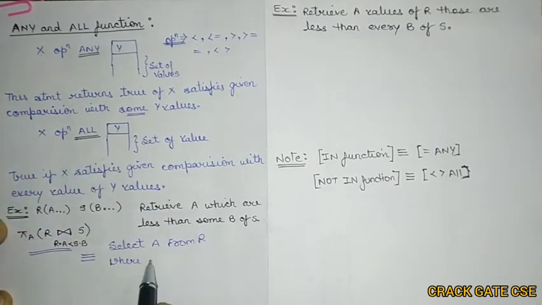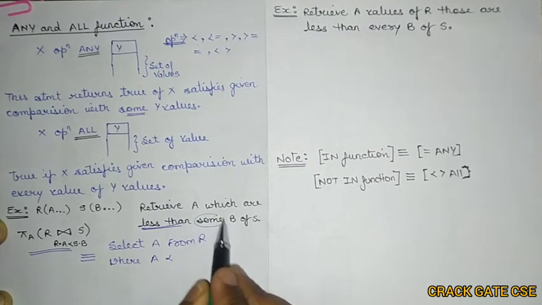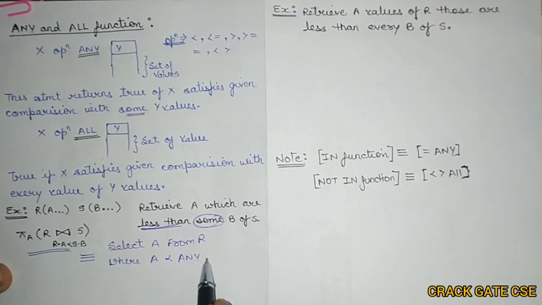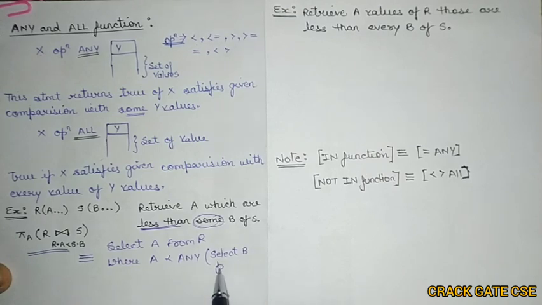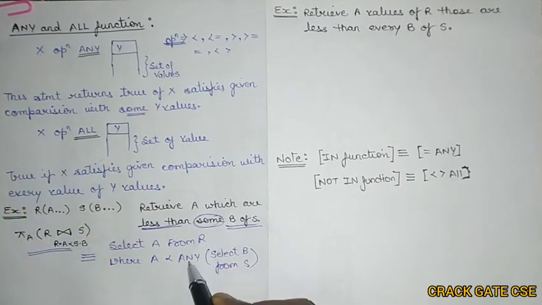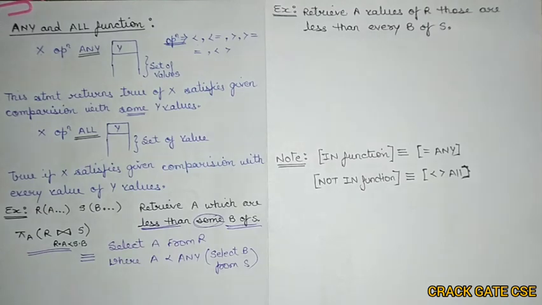Now we use where a has to be less than, because we are talking about less than, a is less than any, and in this any I can write my subquery, that is select b from s. This some has been converted to any, and this symbol has been used here. So this will be the equivalent query for this particular relational algebra query. I hope you got an idea of how this any query is working.